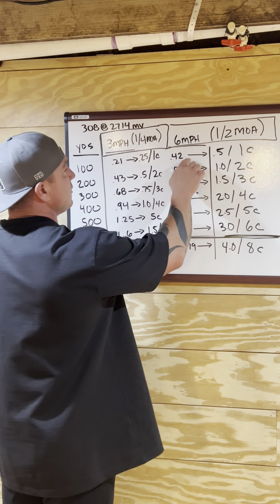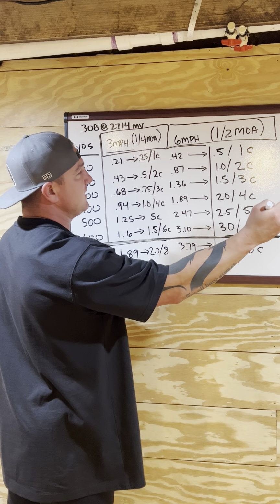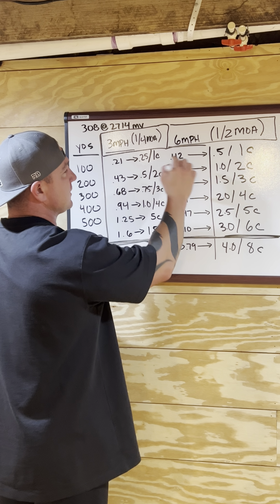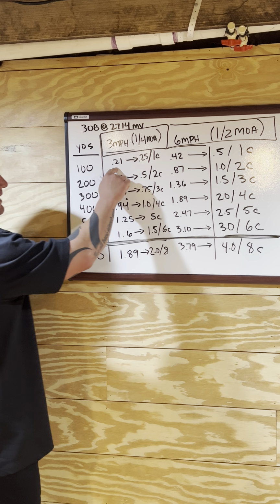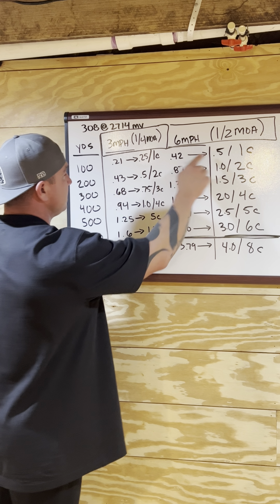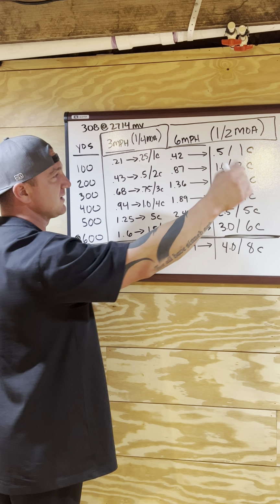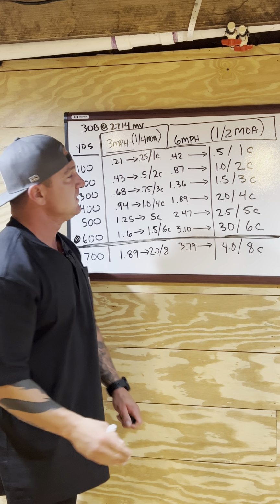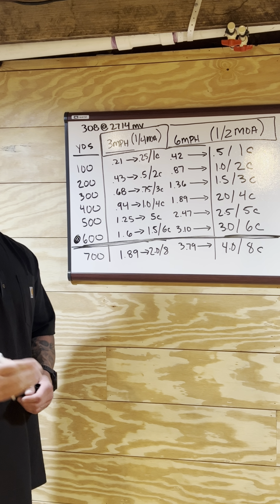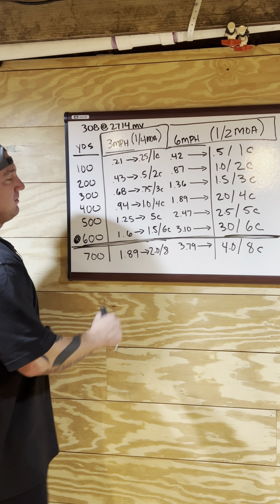You can't really go below 6 mile an hour with the half minute because it just starts getting so low that, again, you have a 0.21, you're going to have to round to a 0.5. Getting a 0.43, you're going to have to round to a 0.5, and now you're getting the same clicks on multiple ranges, which again could work if you test it out and you shoot it and you like it.